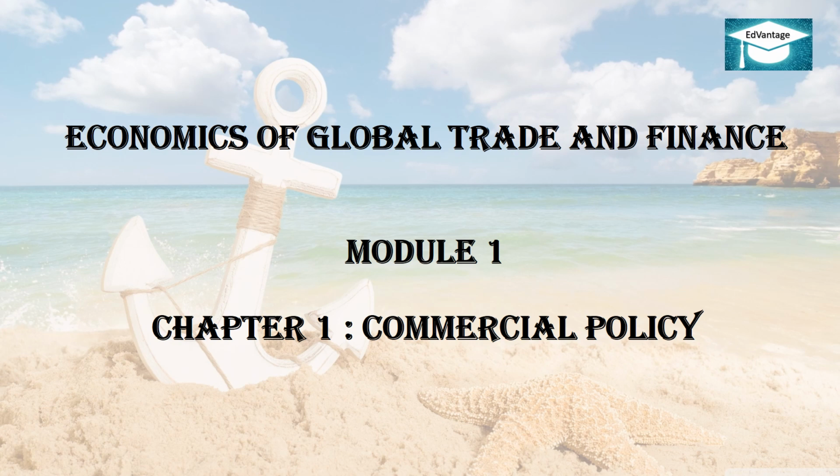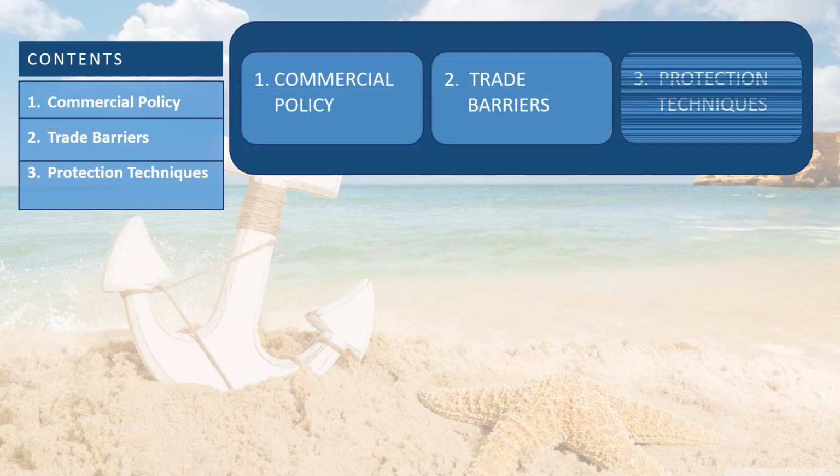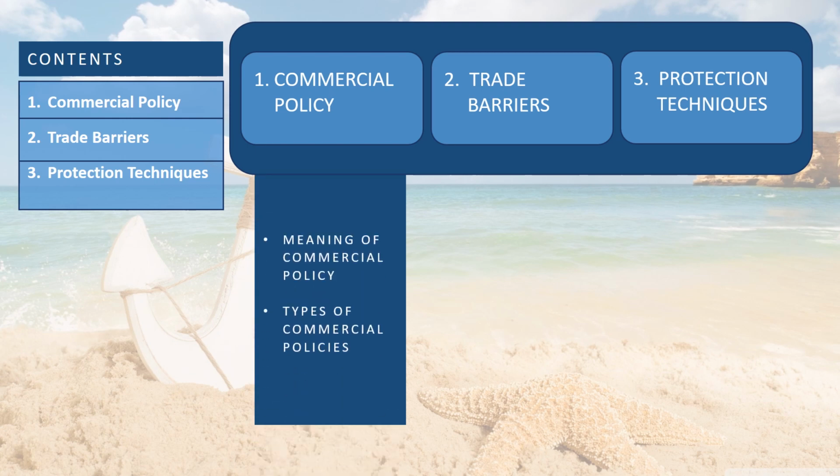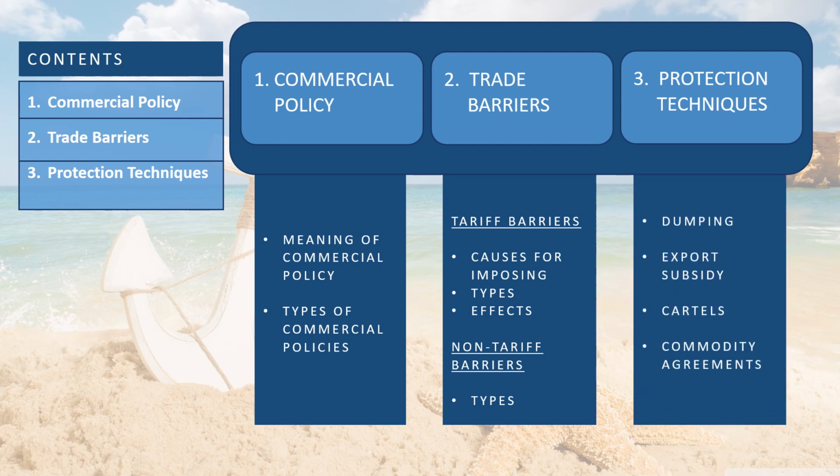Taking it forward, today we will start with the first module of economics, which contains Chapter 1, Commercial Policy. So let us begin. The chapter contents include three main headings, which are commercial policy, trade barriers, and protection techniques. Commercial policy is divided into meaning and various types of commercial policy. Trade barriers are further divided into two types, that is, tariff barriers and non-tariff barriers. Protection techniques include dumping, export subsidy, cartels, and commodity agreements.